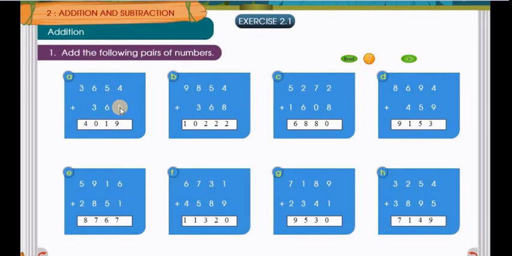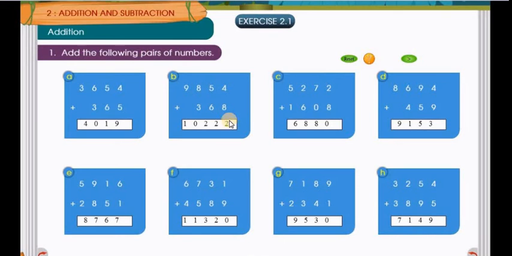See here, 4 plus 5 is what? 9. 5 plus 6 is what? 5 plus 6 is 11. So 11, 1 carry over here. 6 plus 1 plus 3 is 10. So here carry over 1, 0. 3 plus 1 is 4. This is the answer. So you have to do it in your notes. Okay children? Next one.